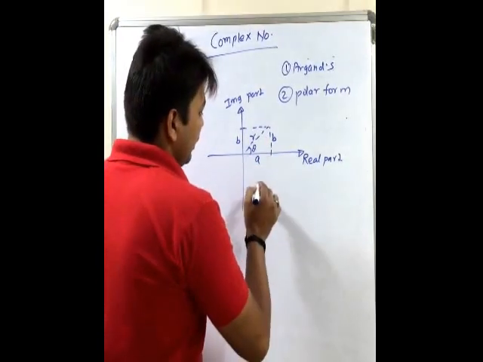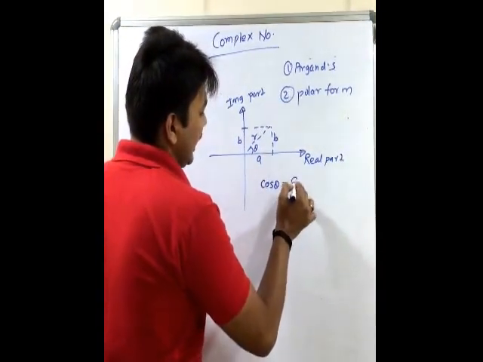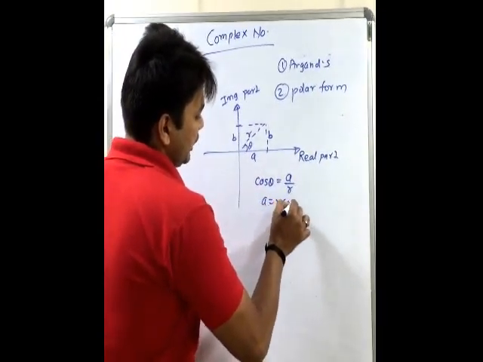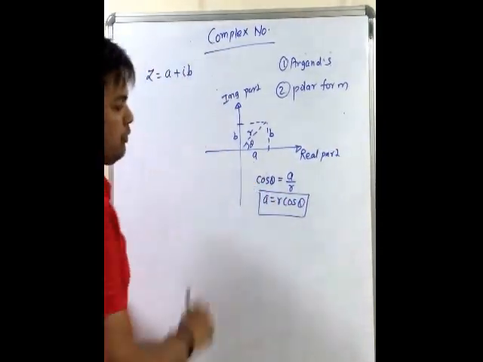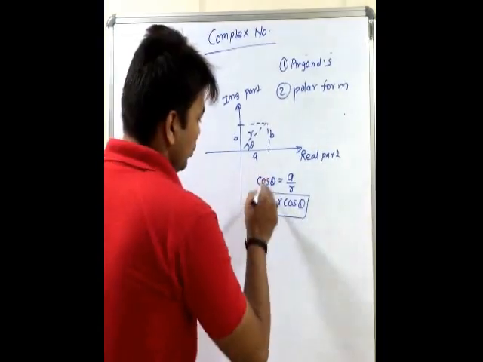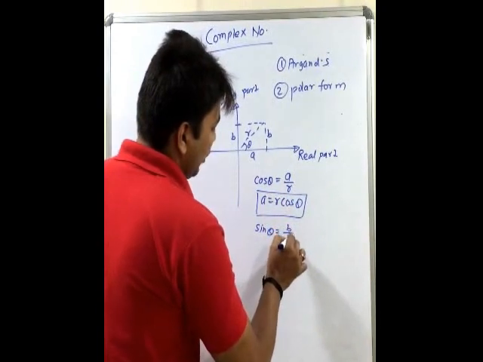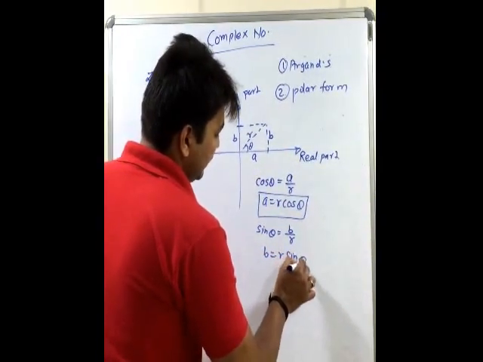From here, what is cos theta? Cos theta is nothing but A by R. So A will become R cos theta, right? I hope you know the formula of cos theta: it is adjacent upon hypotenuse. So let's find out sin theta. Sin theta is nothing but B upon R. So B is equal to R sin theta.